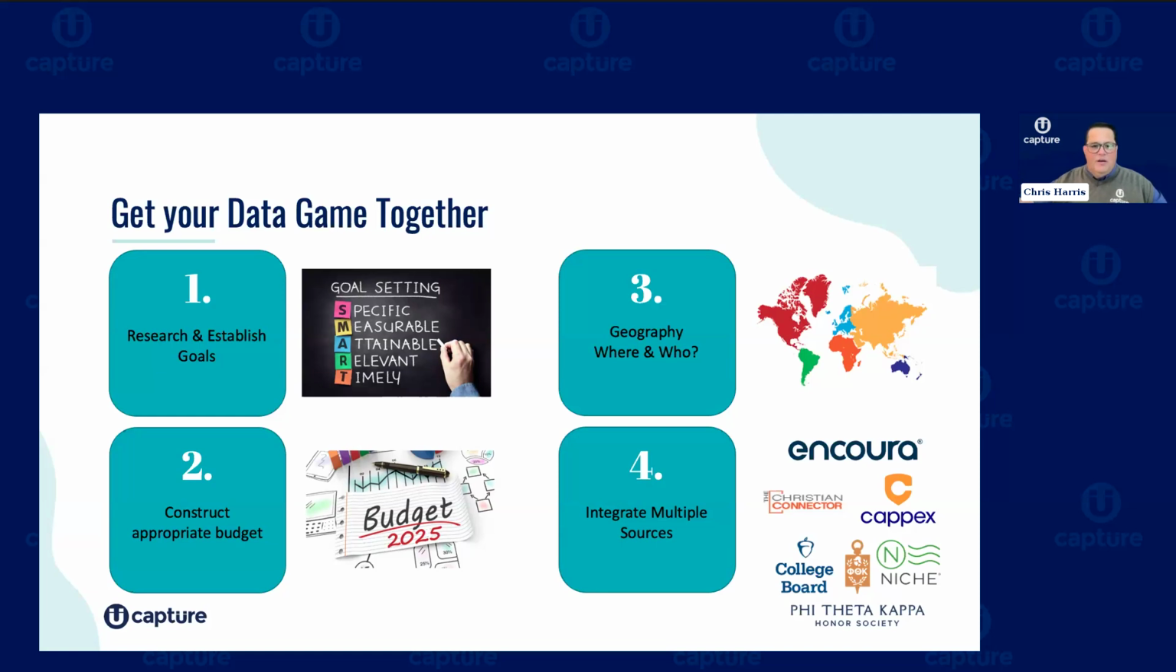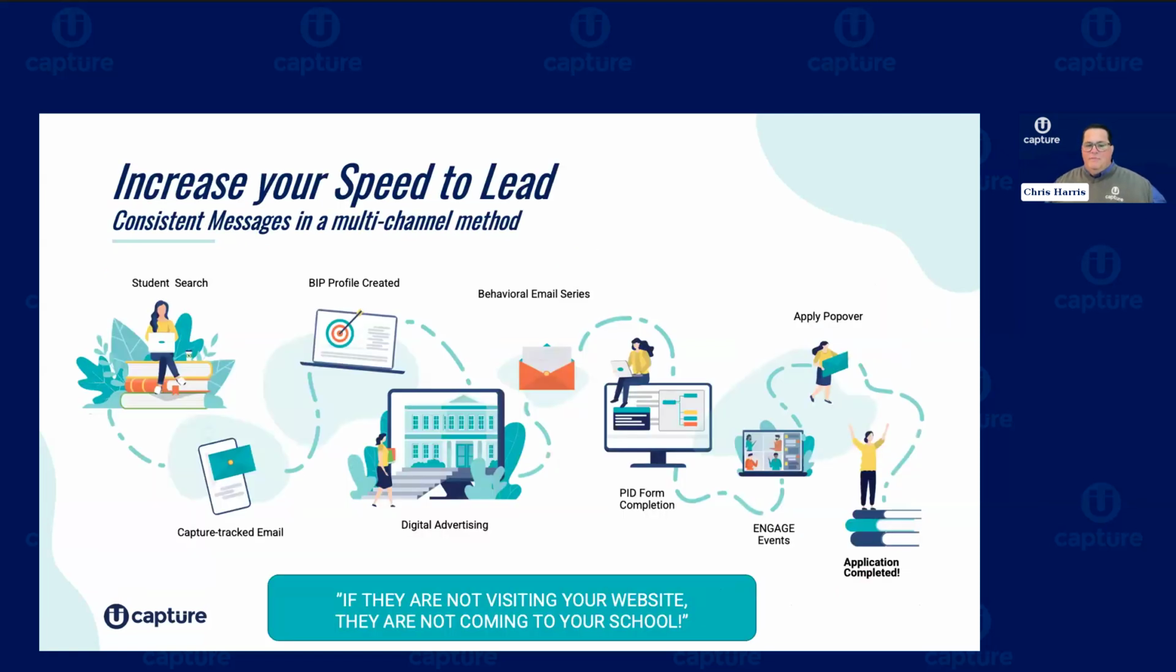What is that first point of contact? What kind of source code is that? You should have that data available to be able to make decisions about where you're going to spend money moving in the future. So we talk about increased speed to lead, right?